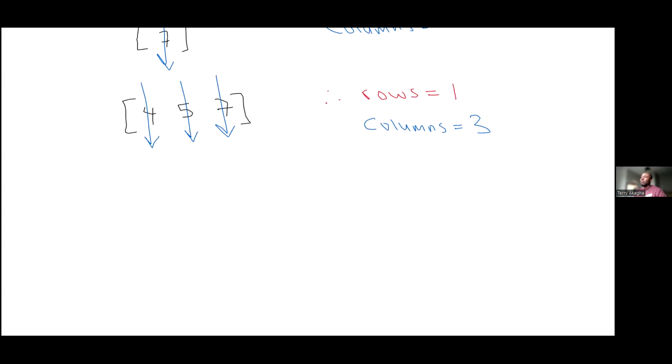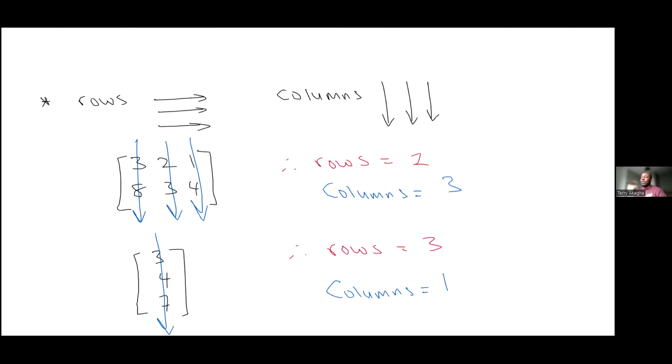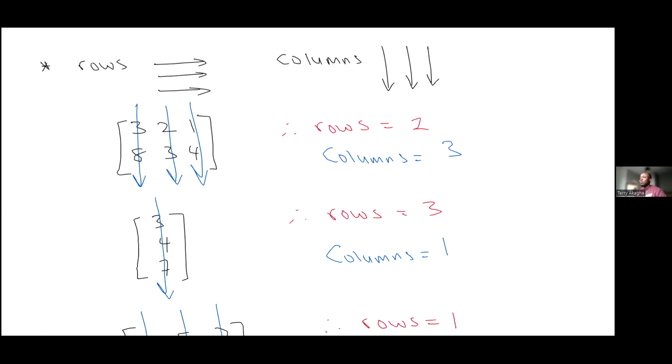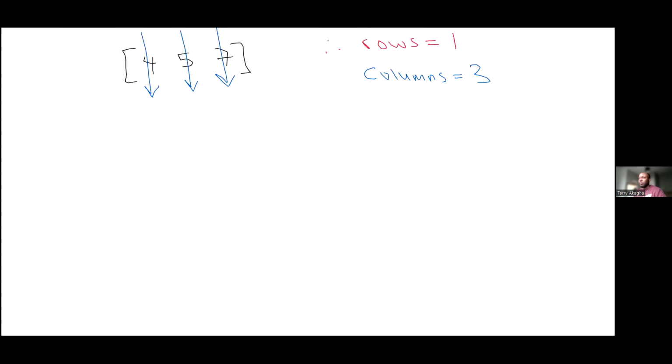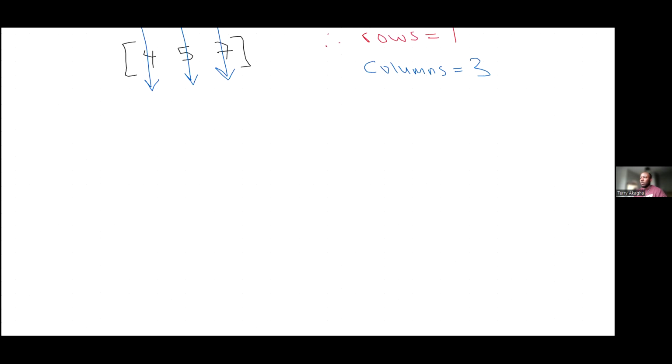Now, so let's go back to how do we talk about the order of a matrix. So now we know how to talk about rows and columns. We can talk about the order of a matrix now. So let's talk about the order. Let's talk about how you denote matrices. So let's write it as denotation of matrices.